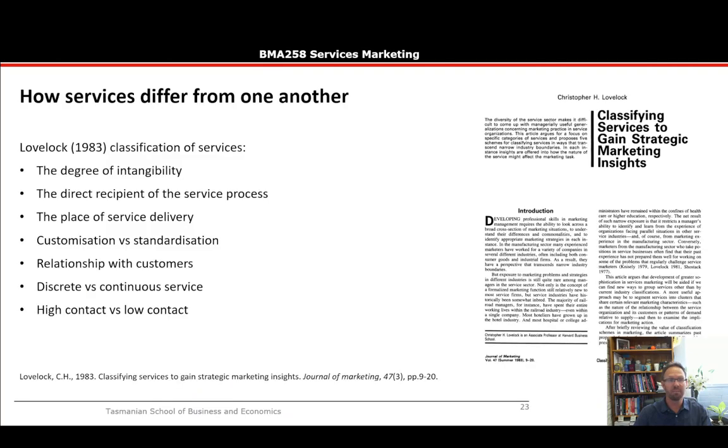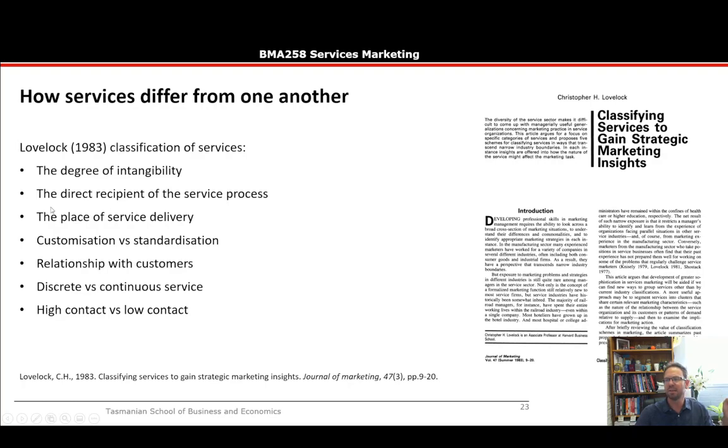In part 3 we're going to be looking at how services differ from each other and categorising service processes. Here we have a theory from Lovelock, quite old, 1983, on how they classified services. A lot of this is going to come back to what we just talked about before. We talked about the degree of intangibility. It's a common theme in trying to understand what services are.